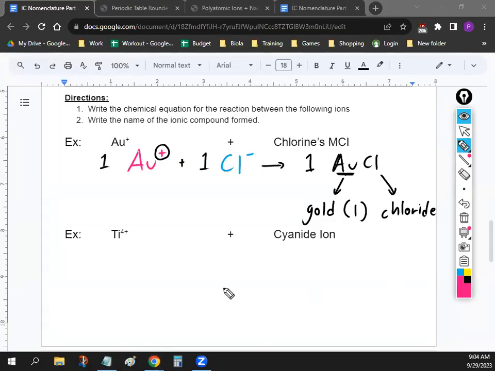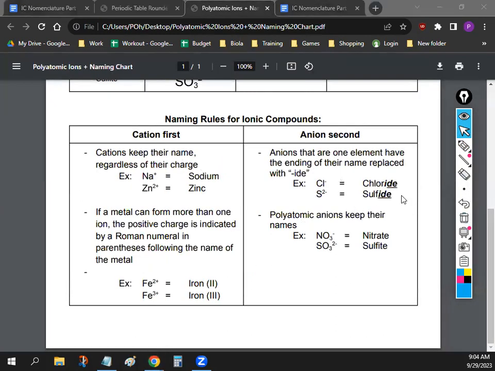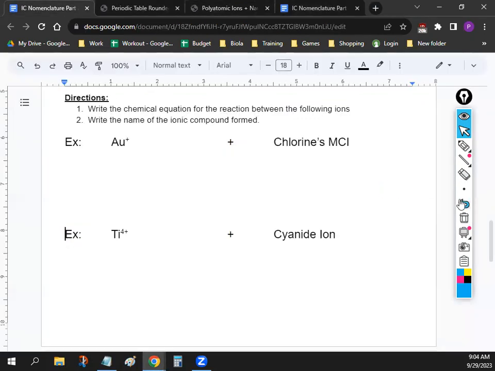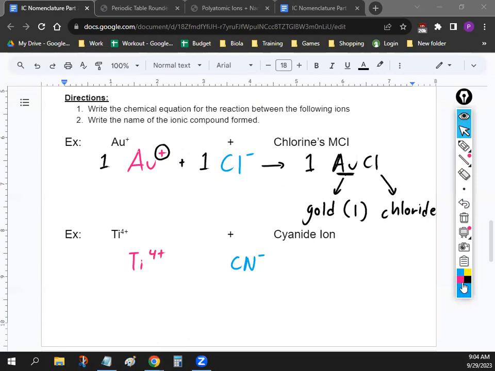Okay, so for this one right here, we start with our cation, which is Ti4 plus. And cyanide, if you take a look at the polyatomic chart, is going to be CN minus. So cyanide comes from the polyatomic chart right here. So we got cyanide, CN minus. All right, so to balance out these two ions, you should be able to see that you're going to need 4 cyanides to balance out 1 of the titaniums.